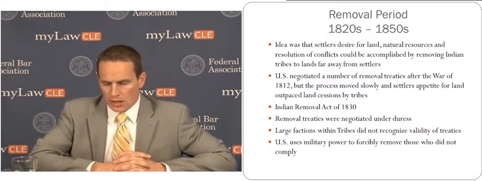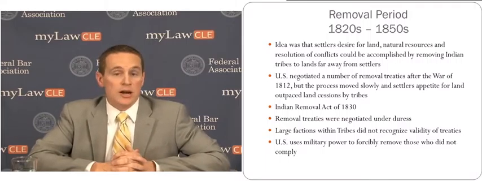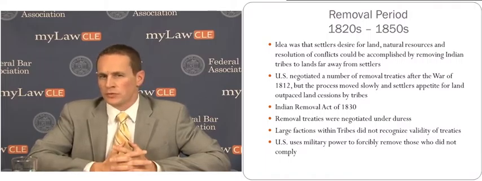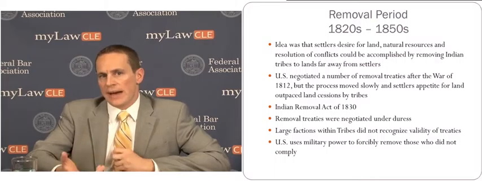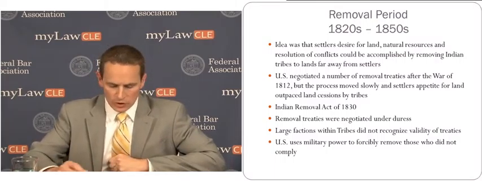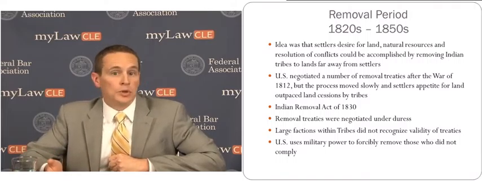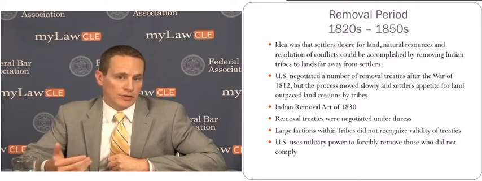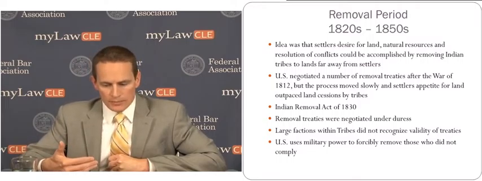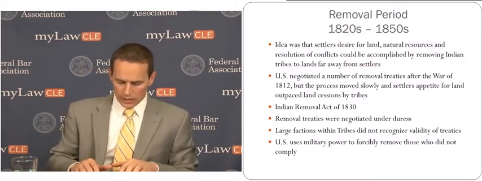And during this time, after the War of 1812, the United States negotiated a number of removal treaties with tribes, but the process moved fairly slowly, and the settlers' appetite for land was outpacing land cessions from the tribes through these treaties. And so in 1830, Congress passed the Indian Removal Act, making removal the official policy of the United States. And at that point, the U.S. moved much more aggressively and much more drastically toward Indian removal.